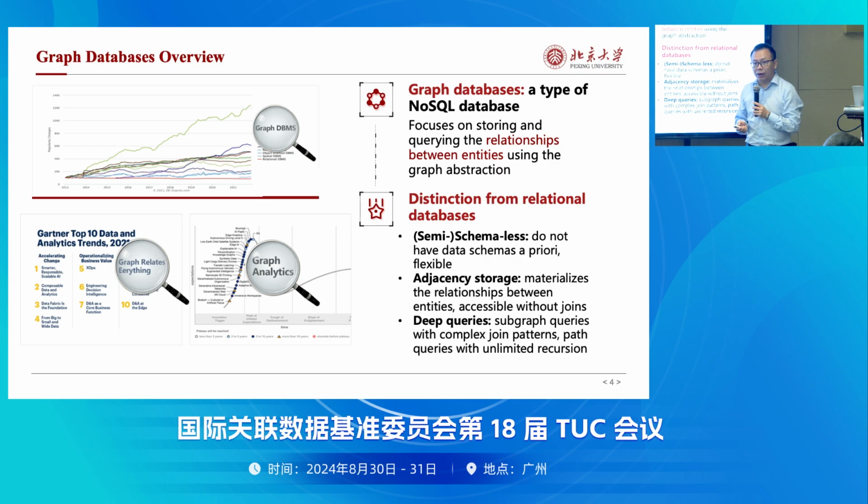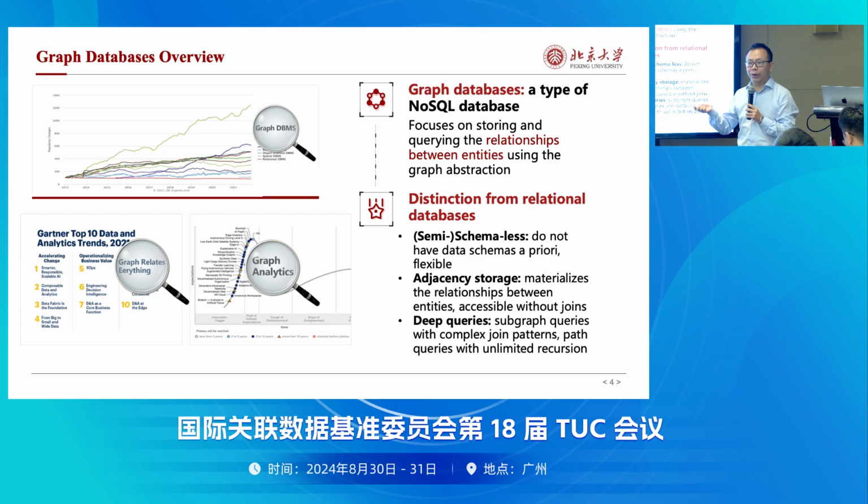We know the graph database is a new type of NoSQL database focusing on querying and storing the relations between different entities. The main difference from the relational database is the schema-less feature in the graph database. Because for the RDBMS relational database, we call it schema first. That means we should define the schema before loading the data.